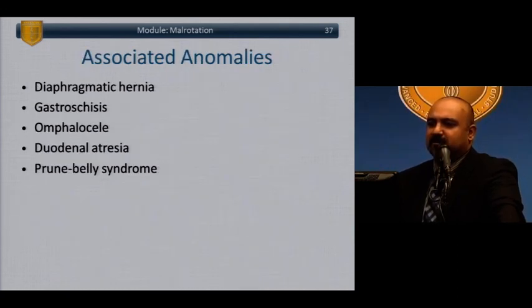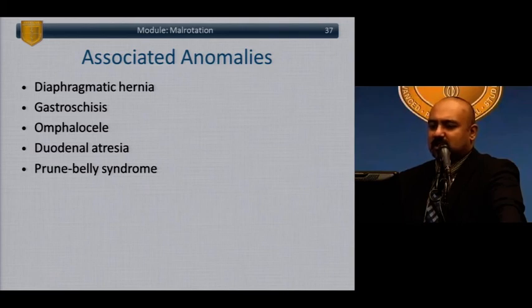Associated anomalies: diaphragmatic hernias, gastroschisis, omphaloceles. The reason why there's malrotation or non-rotation with these problems is because the intestine grows and comes back in, but in a diaphragmatic hernia situation, it's in the chest, so it's not going to rotate normally. Gastroschisis and omphalocele never get back into the abdomen, so it's not going to rotate normally.